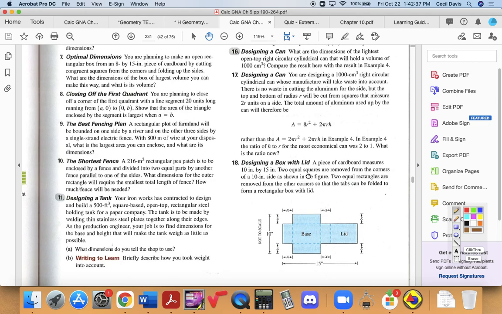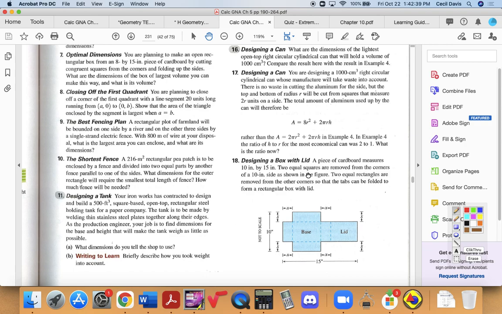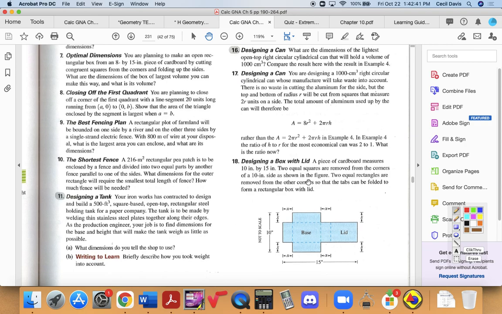What are the dimensions of the lightest open-top right circular cylindrical can that will hold a volume of 1,000 cubic centimeters? Compare the result here with the result in example 4.